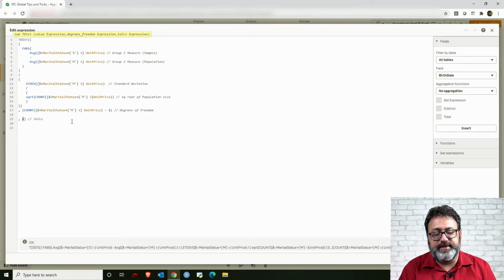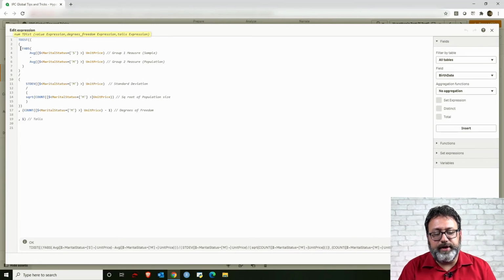My hypothesis is single customers buy more expensive products than married customers. So that's why I have tails equal to 1. I want to analyze just one direction, which is more expensive, which is the difference is higher. If my statement was single customers purchase products at a different price average than married customers, when I say different, I'm not saying that it's more expensive or less expensive. So then this number should be 2 tails.